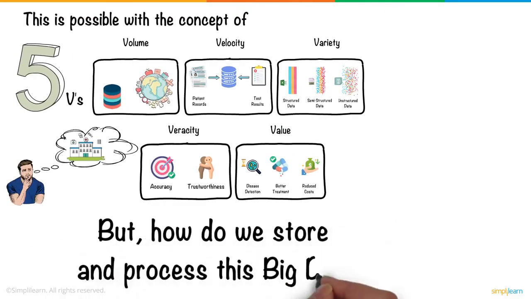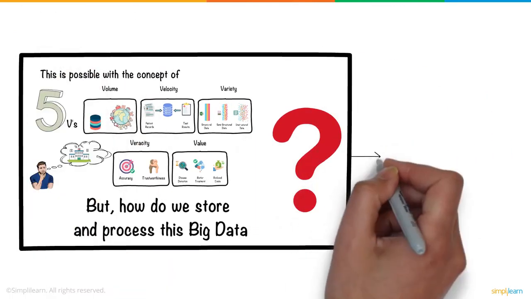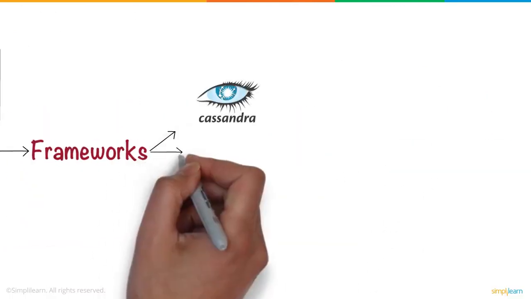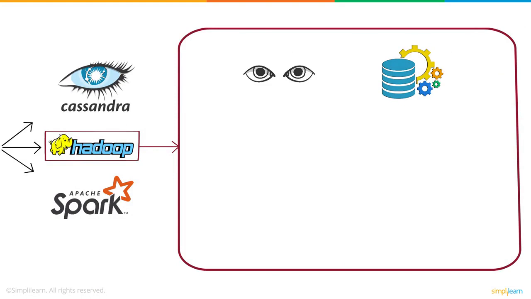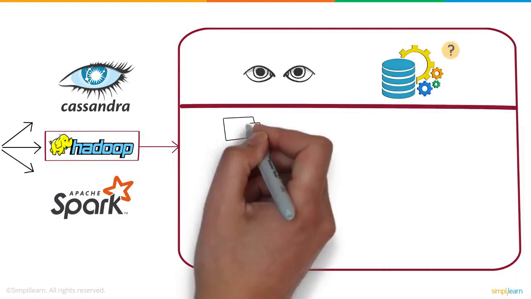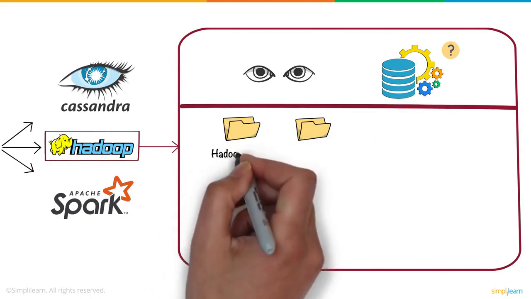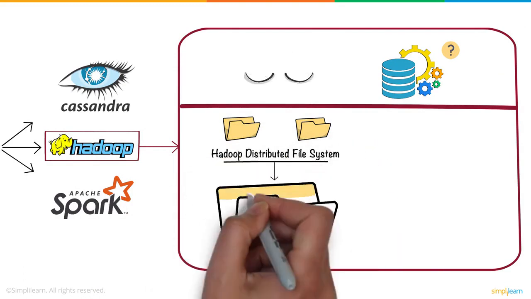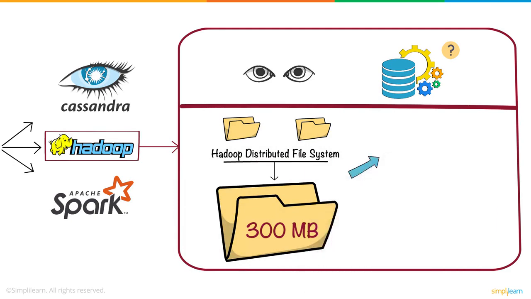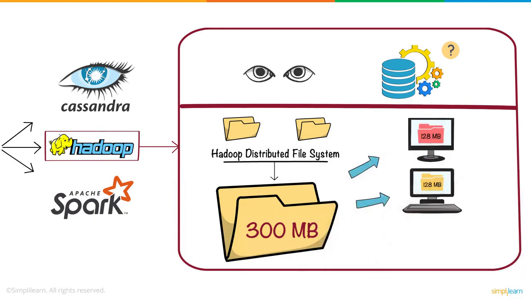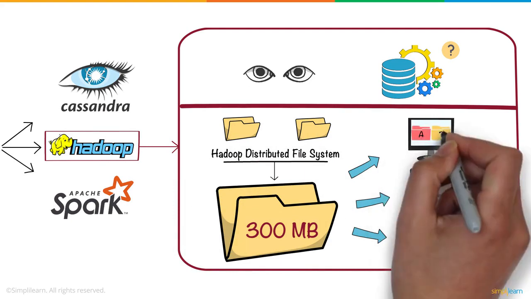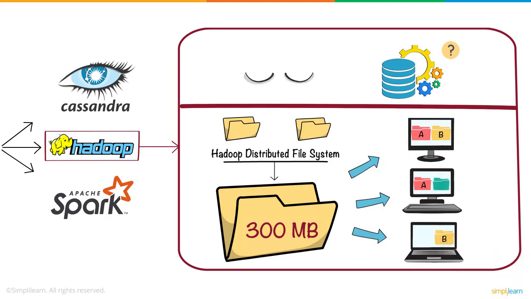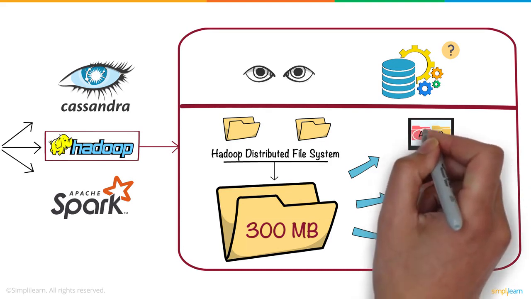But how do we store and process this big data? To do this job, we have various frameworks such as Cassandra, Hadoop, and Spark. Let us take Hadoop as an example and see how Hadoop stores and processes big data. Hadoop uses a distributed file system known as Hadoop Distributed File System to store big data. If you have a huge file, your file will be broken down into smaller chunks and stored in various machines. Not only that, when you break the file, you also make copies of it, which goes into different nodes. This way, you store your big data in a distributed way and make sure that even if one machine fails, your data is safe on another.